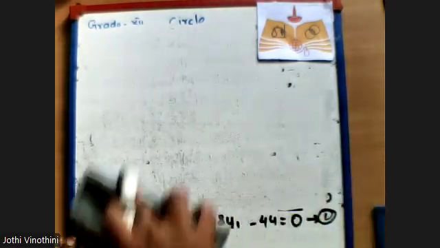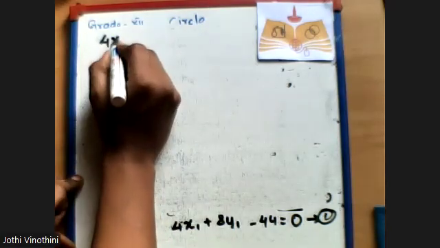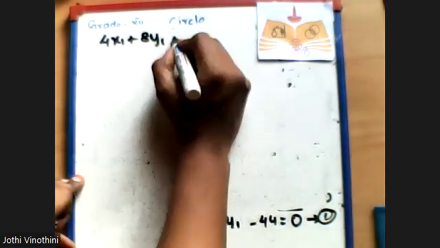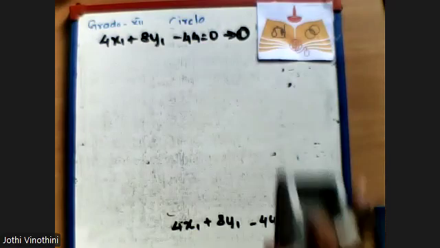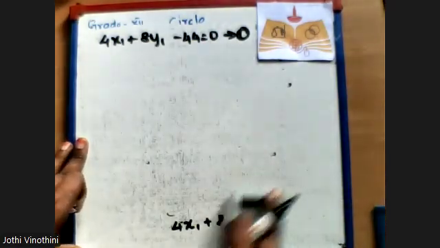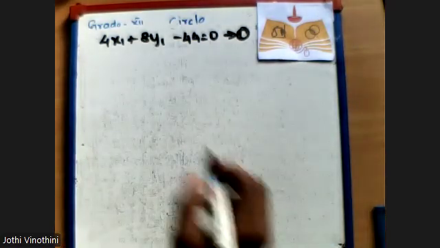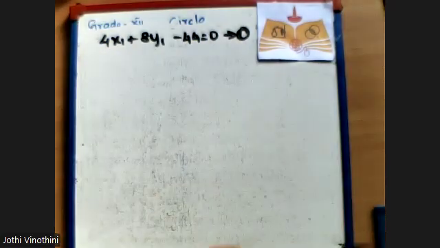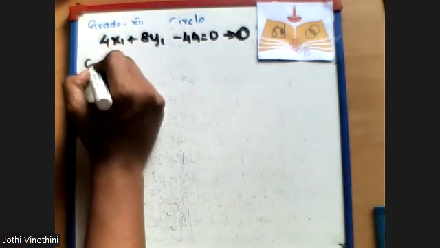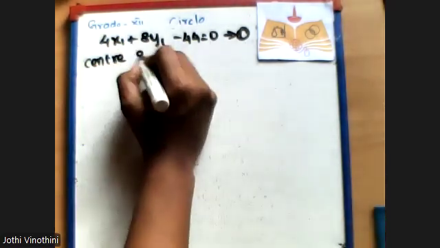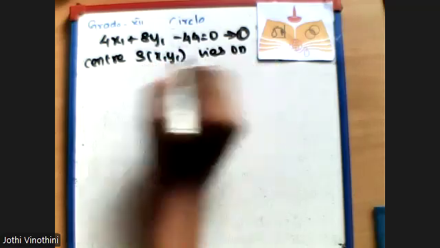So for our reference, I'm going to write the equation on here. 4x1 plus 8y1 minus 44, which is equal to 0, will be equation 1. Okay, so now we use the points. What else do we have in the question? We have the line, right? They said the center of the circle passes through the line. So center S of x1, y1 lies on the line.